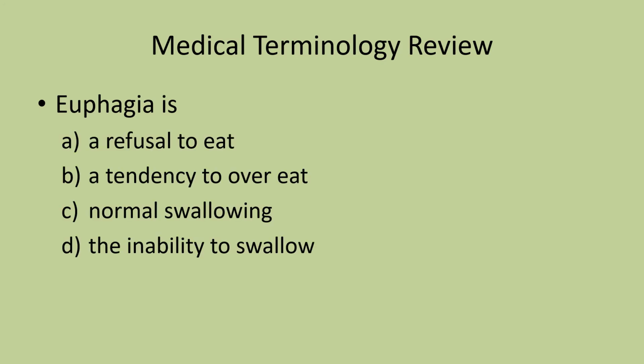Euphrasia. What's U? U is happy or good, normal, yeah. And then phasia is eating, so this is good or normal eating, right? So the only one that's normal is C. B is not overeating. If it was hyperphagia, that would be excessive eating, a tendency to overeat. Normal is just U.